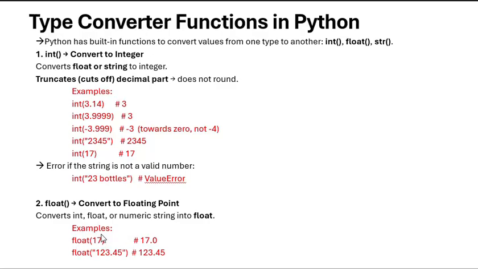Float 17. 17 is an integer data type. It will convert to 17.0, which is a floating point number. Float of an integer.